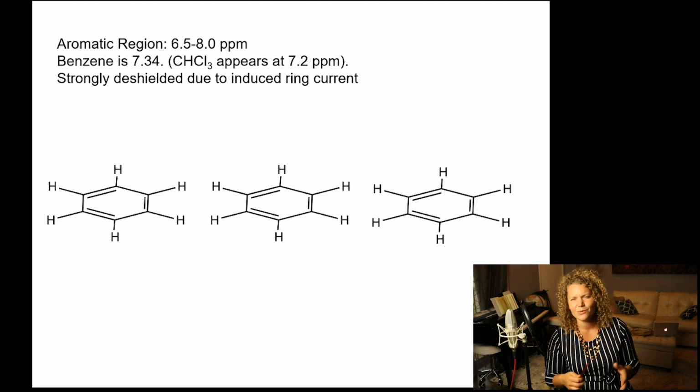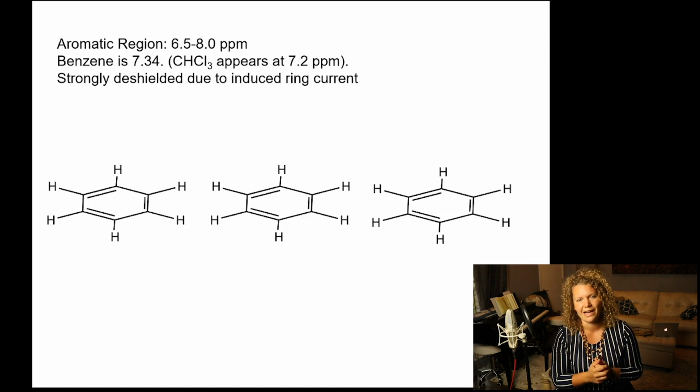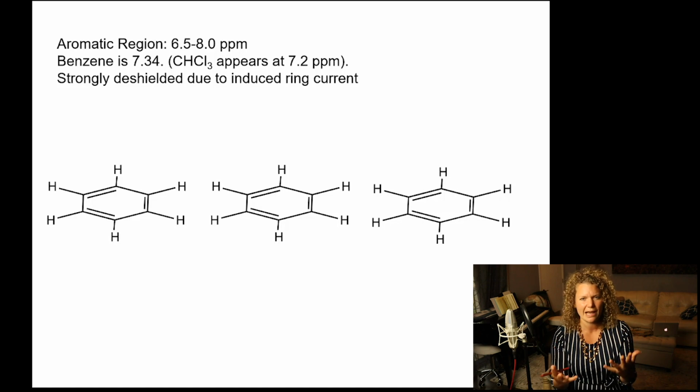And just as a note, chloroform, which is a solvent we use a lot in our NMRs, appears at 7.2 ppm. So it's interesting that benzene would shift these CH bonds on benzene. These hydrogens would be shifted so far downfield. There's no major electron withdrawing group on it. So what's happening here?